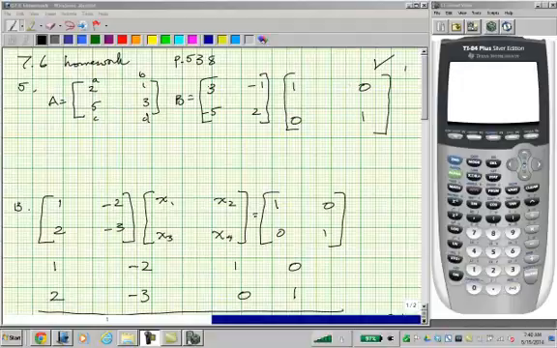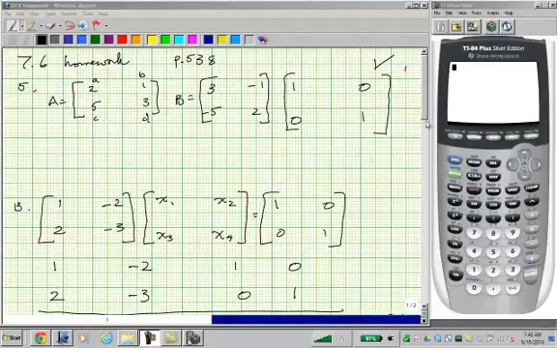I take 5 times 3 is 15, plus 3 times negative 5, negative 15. 15 minus 15 is 0. And finally, I take 5 times negative 1 plus 2 times 3. I'm sorry, 5 times negative 1 is negative 5, plus 2 times 3 is 6, and that's 1. So 1, 0, 0, 1. Next problem is 13.